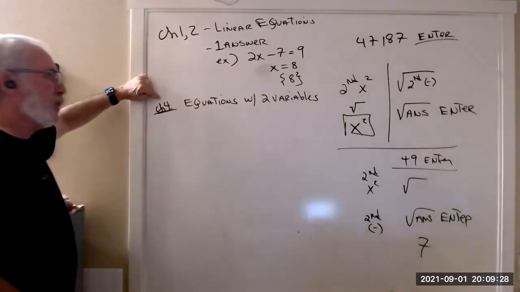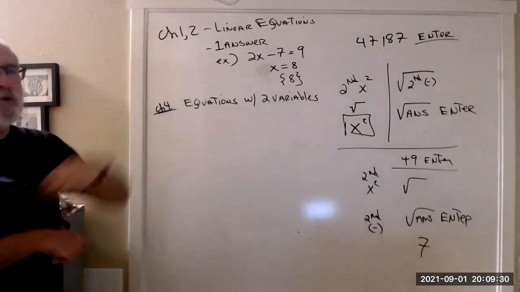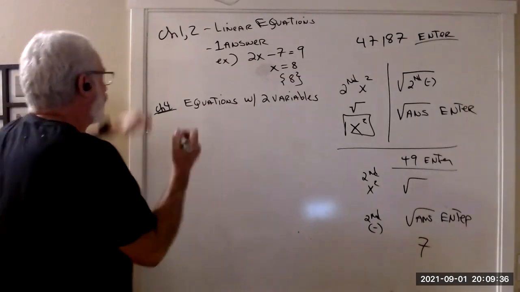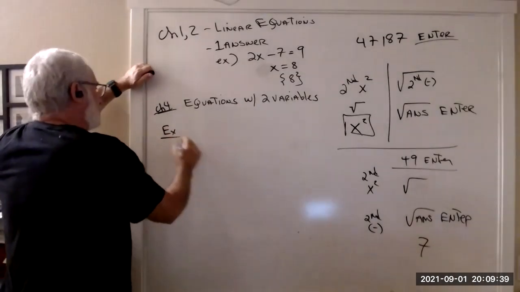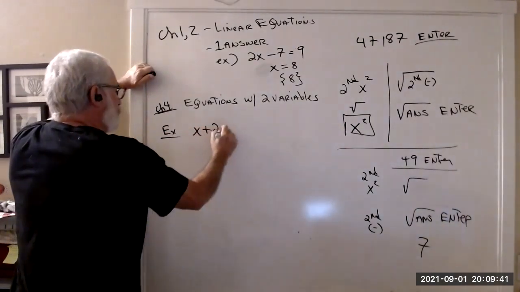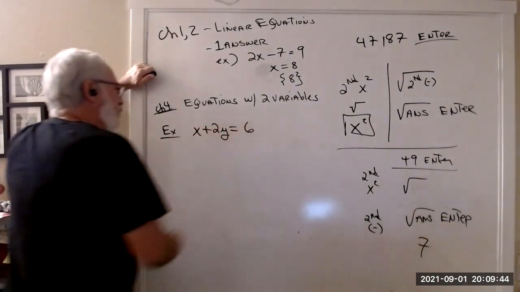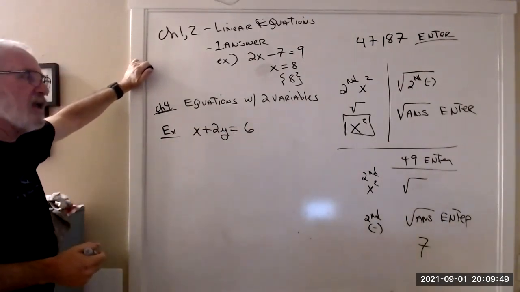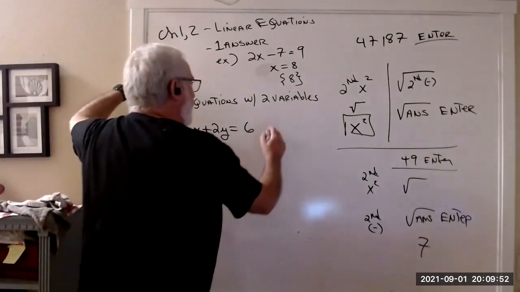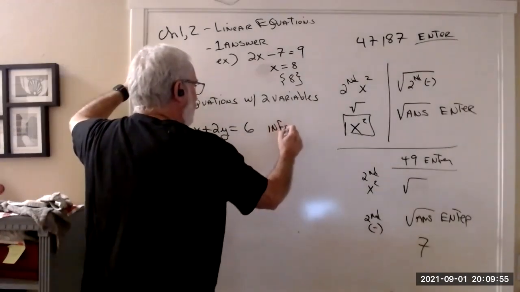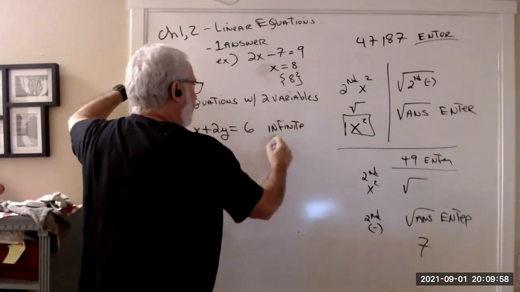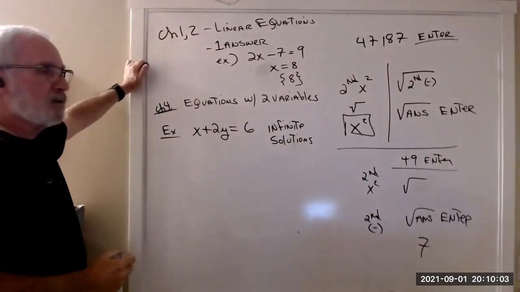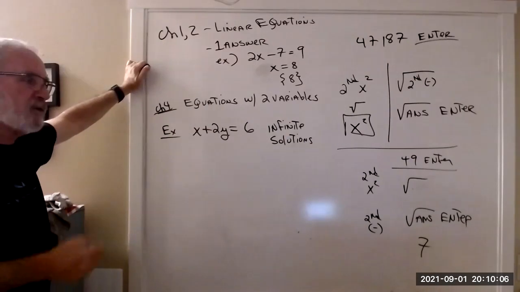But in chapter 4, we're going to jump to equations with 2 variables. So for example, we're going to have x plus 2y equals 6. An equation with two variables, x plus 2y. It turns out that there's an infinite number of solutions to this. Okay, there's an infinite number of solutions.